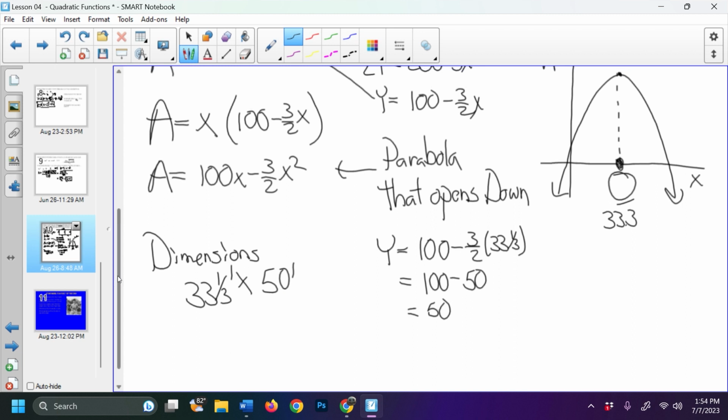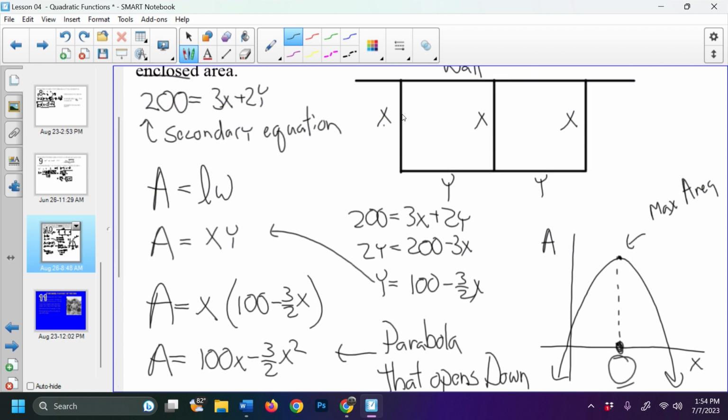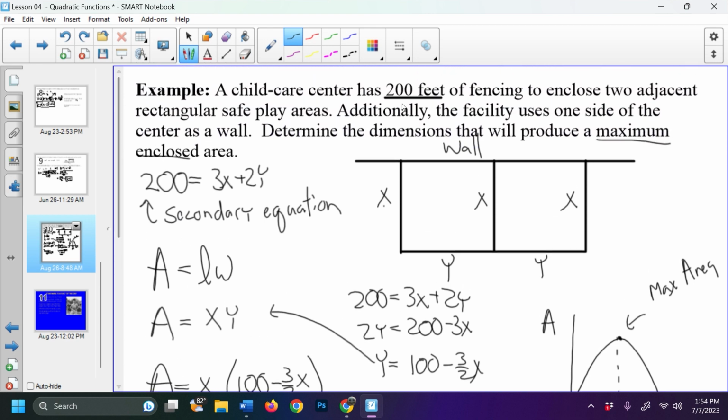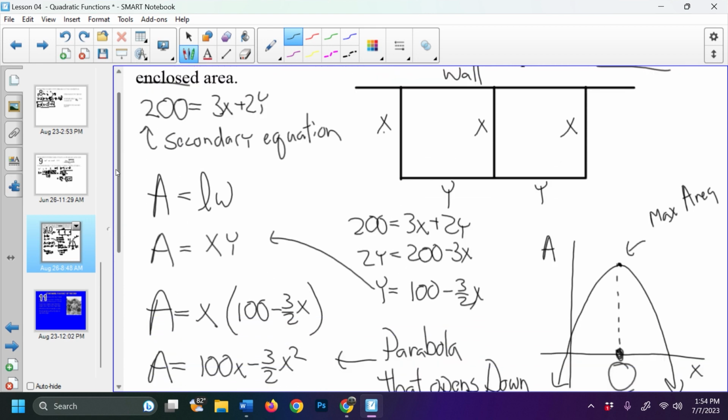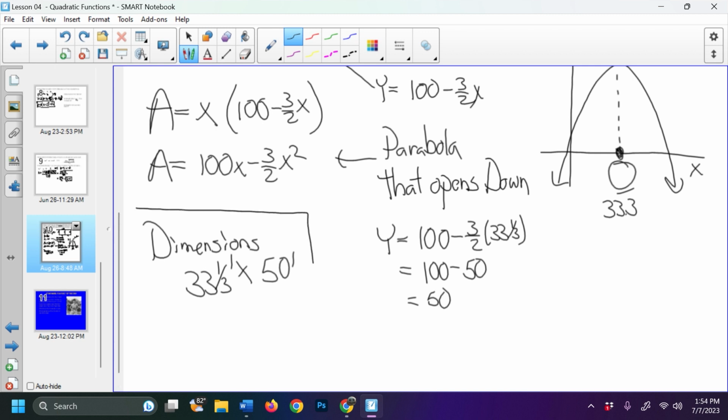And if I check myself, 33 1/3 plus 33 1/3 plus 33 1/3 is 100. 50 and 50 is 100. 100 and 100 is 200. So I have used all 200 feet of the fencing, and I have maximized my area. And that is where we will end it.